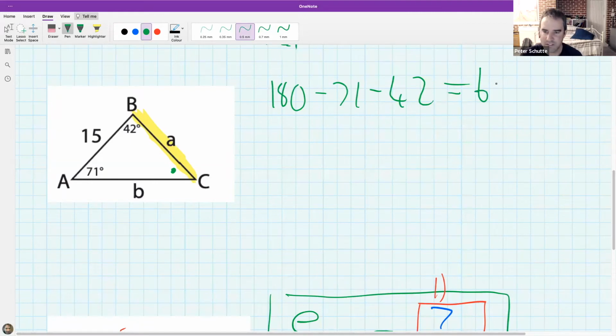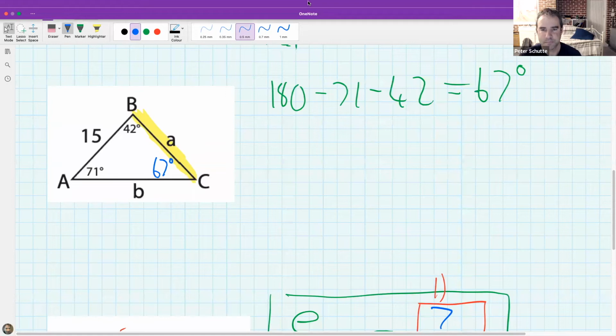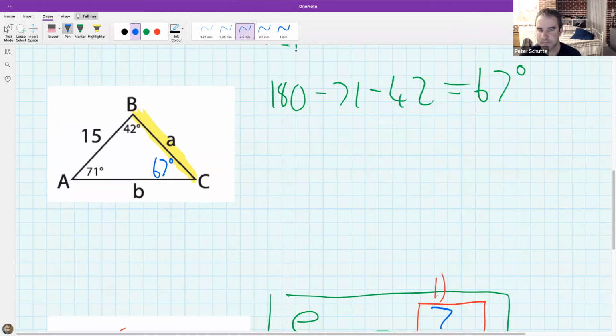Did you get 67, David? Yes, sir. Okay. So why did you solve for that angle? What was your thinking? Okay. I think I've lost you there, David. So basically the reason you need it is you need the angle that is opposite the 15.